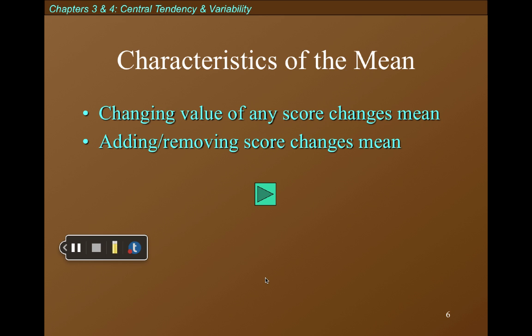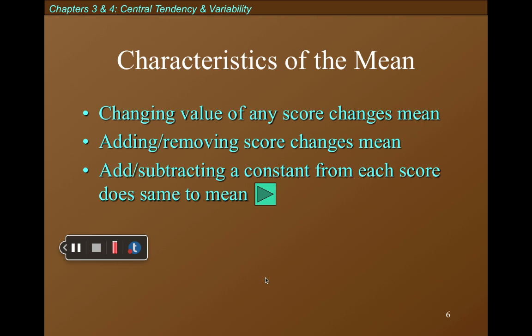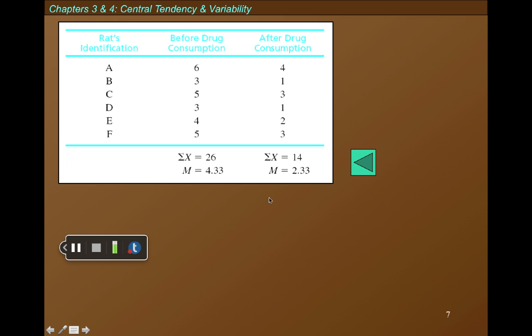So if I drop a test grade from your average, well, of course, that's going to make your average preferably higher if we drop your lowest test score. So adding or removing a score will always change the mean too. Adding or subtracting a constant from each score does the same to the mean. So if I added 5 points to everyone's score in the course, then it would also make the mean go up by 5.